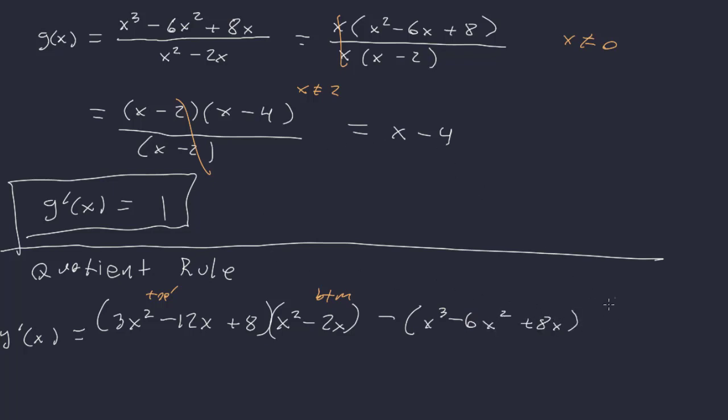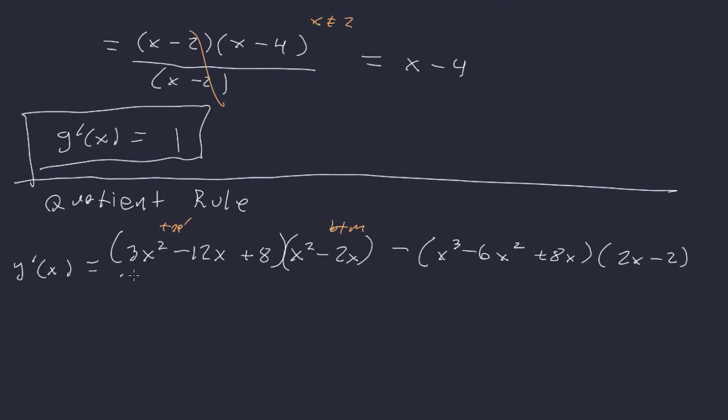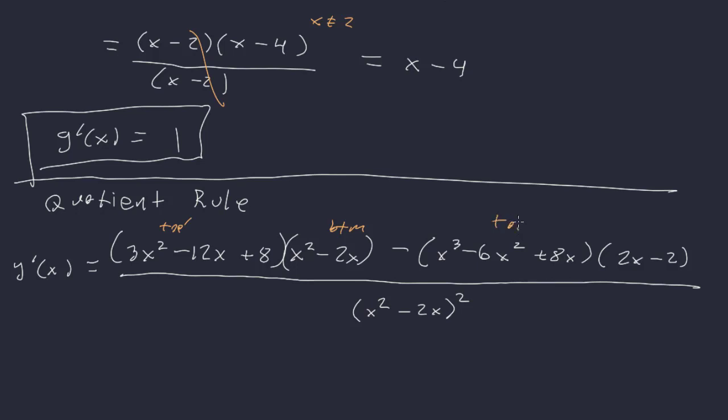Times the derivative of the bottom, which will be 2x minus 2, all over the denominator squared. So we'll have x squared minus 2x squared. Here is the top left alone, this is the derivative of the bottom, and this is the bottom squared. All right, this doesn't look promising.